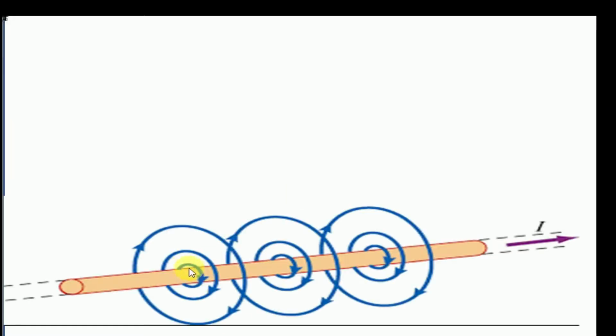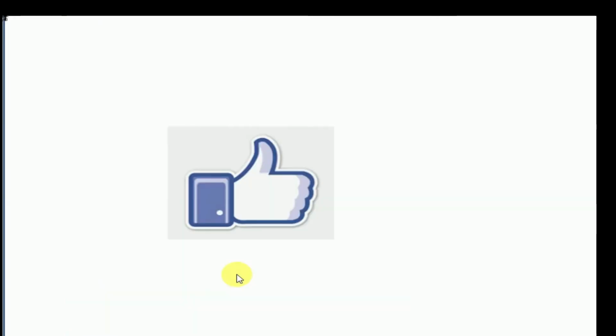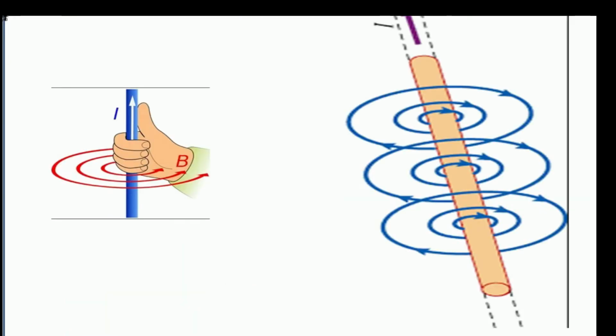We already know when a current flows through a conductor it produces a magnetic field like this. So there will be a magnetic field at each point of a conductor like this. This is another picture. You can see the magnetic field lines are out here, out here, out here. The direction of the magnetic field lines is given by the right hand thumb rule.